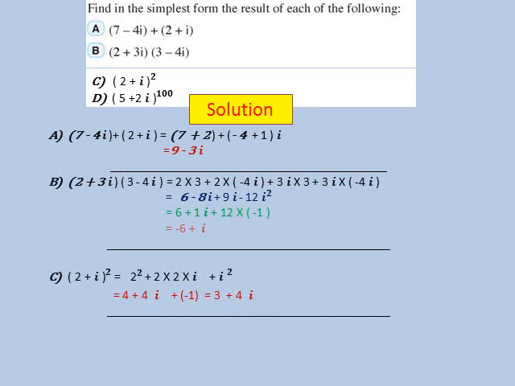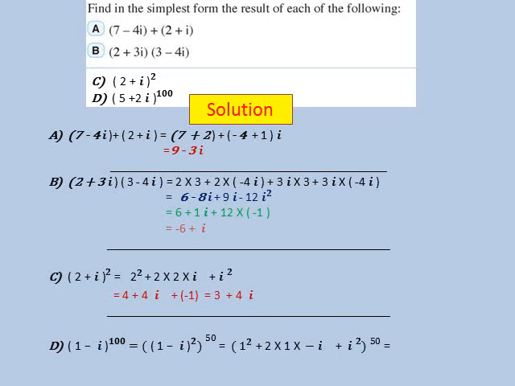Number D seems to be different. In D, he gives us (5 + 2i) power 100. And it is so difficult to multiply the bracket by itself 100 times. What can I do? I will simplify. How can I make simplification? I will make 100 as 2 times 50, because when there is a power raised to another power, we multiply the two powers.